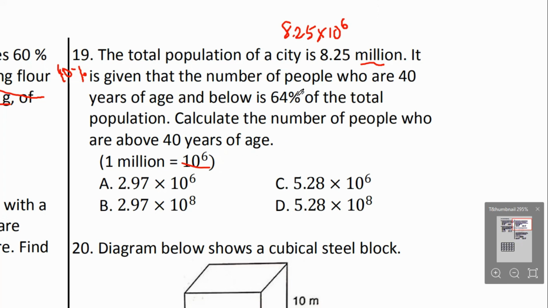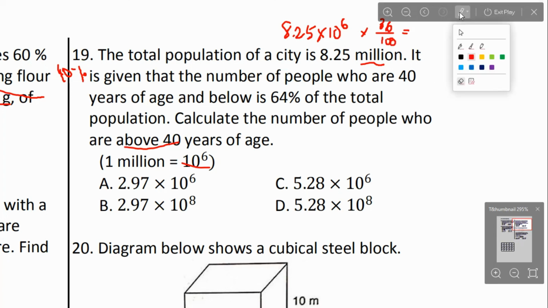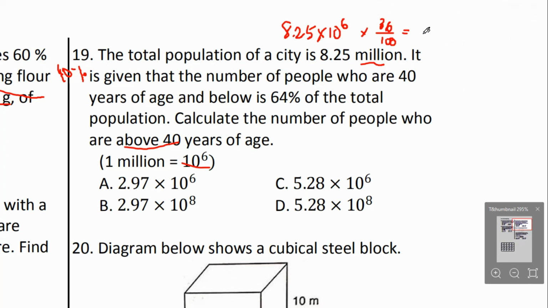Okay, so 64% is below 40 years old. So how many percent are above 40 years old? 100 minus 64. There is 36%. So 36 over 100. Okay, use your calculator. Then you will get 2970000. Change it to standard form 1, 2, 3, 4, 5, 6. So the answer will be 2.97 times 10 to the power of 6. A.